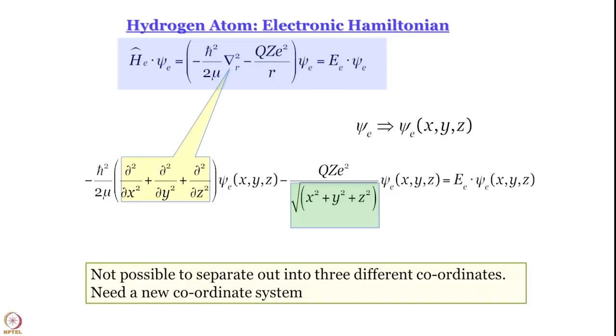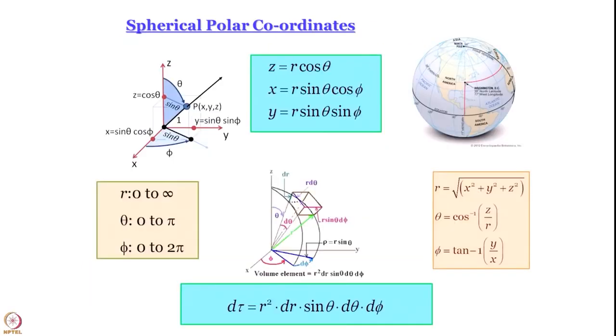We cannot proceed further even with hydrogen atom if we want to stick to Cartesian coordinates. So, we need to use a new coordinate system. What will this coordinate system be? Well, it is not really new. We are already familiar with it. The coordinate system that we are going to use is spherical polar coordinates.